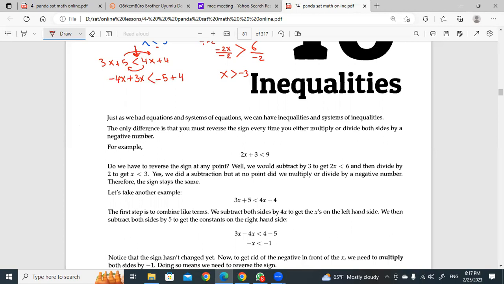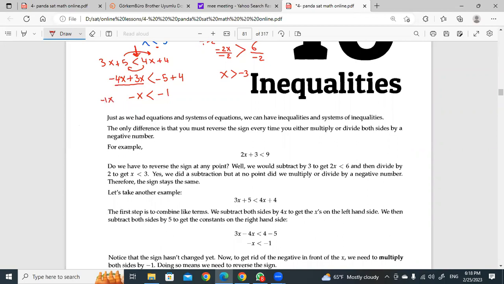Right now I have -4x plus 3x, which is equal to? -x. So here I have -x less than -5 plus 4, which is -1, right? So I have to multiply or divide by -1 to get rid of the -x, right? Yes, so I will multiply by -1.